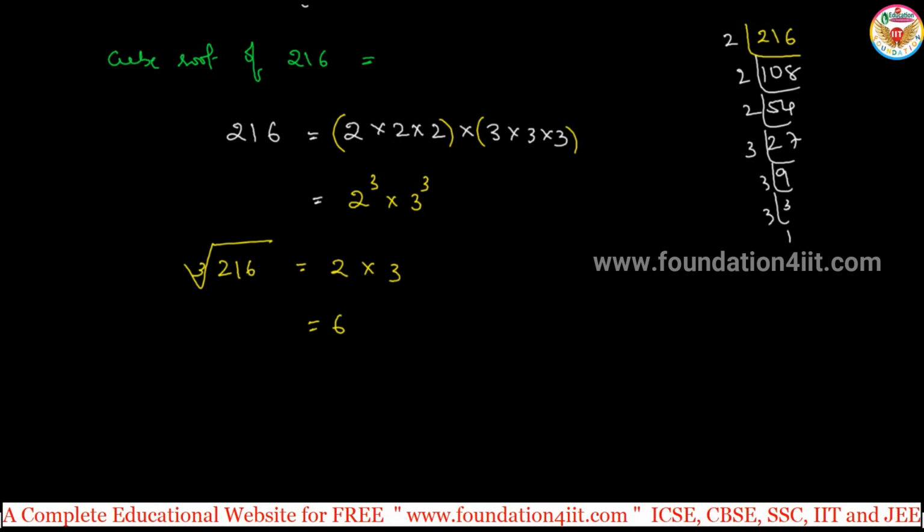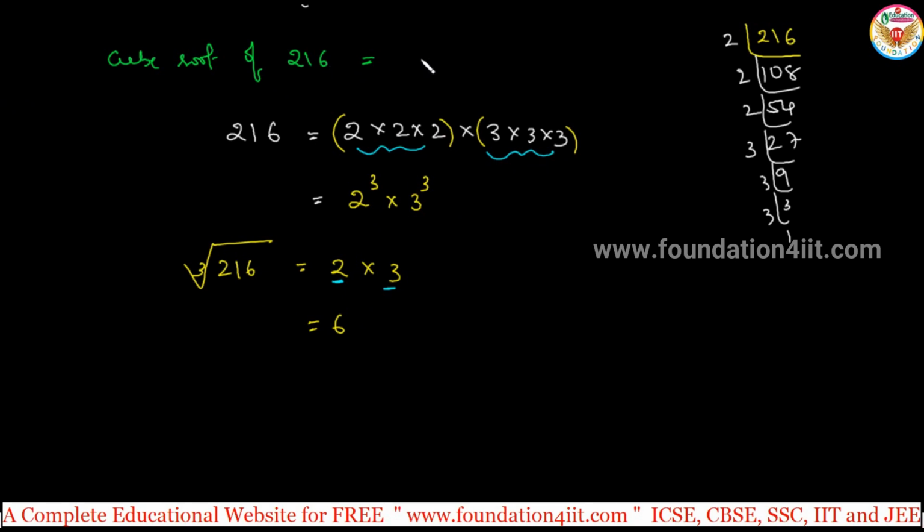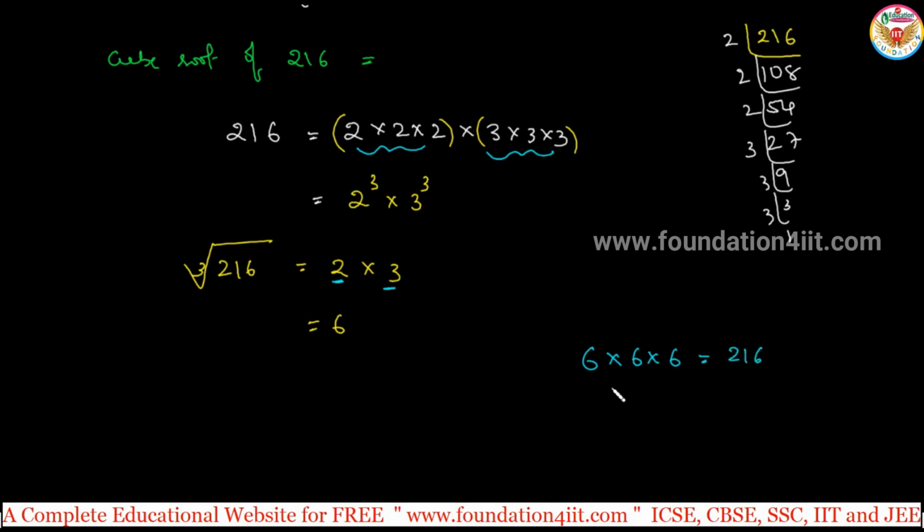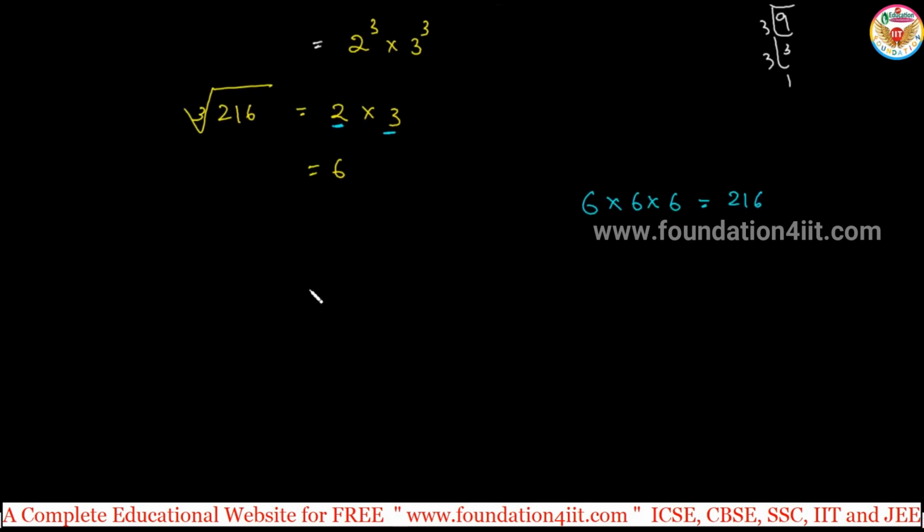For every 3 equal numbers, you can take 1. Any number that appears 3 times, you take 1 of them out of those 3. Because the cube root of 216 is 6. Now if you multiply 6 three times, you'll surely get 216. So the cube of 6 is 216, and the cube root of 216 is 6. Right?